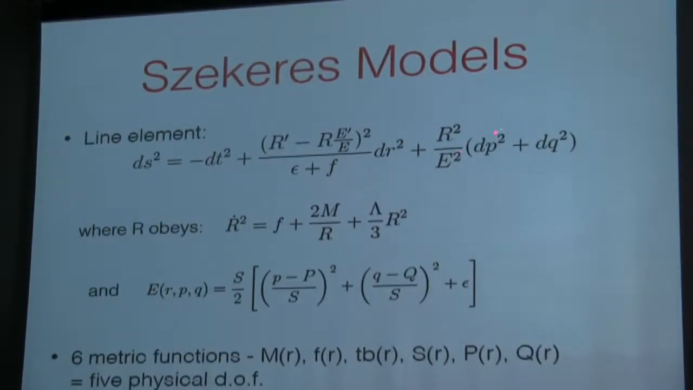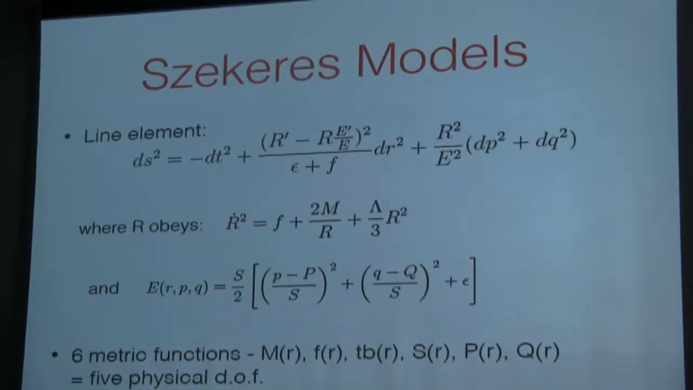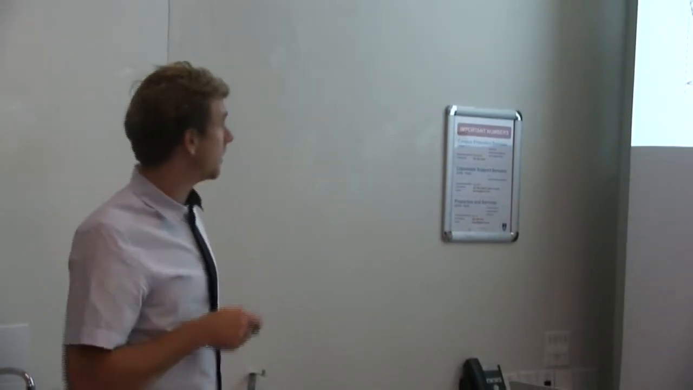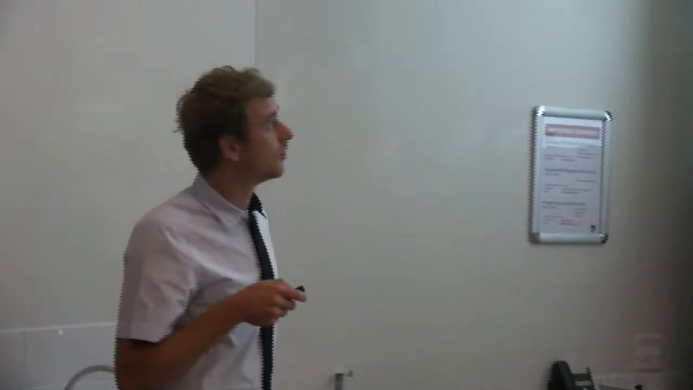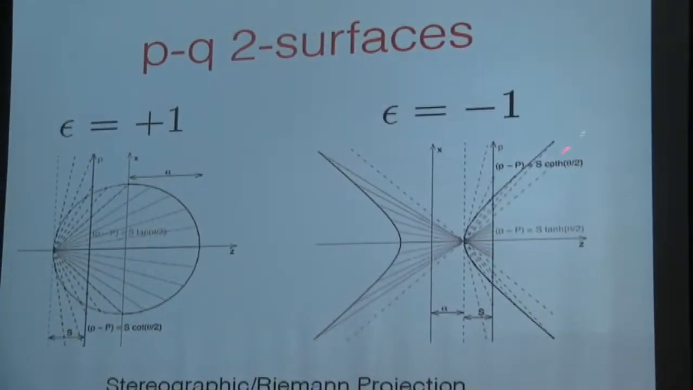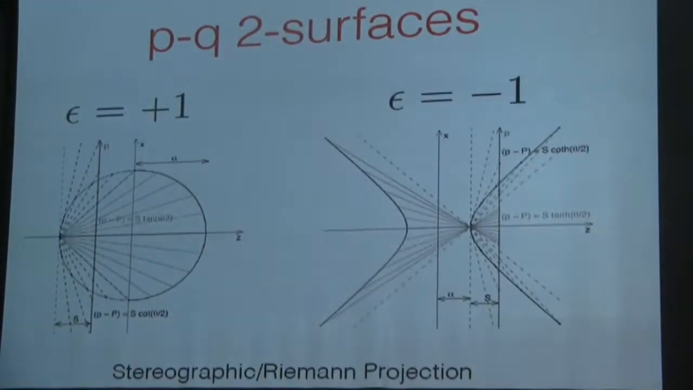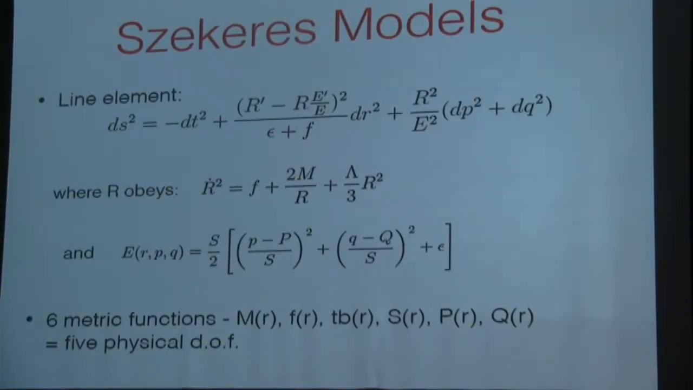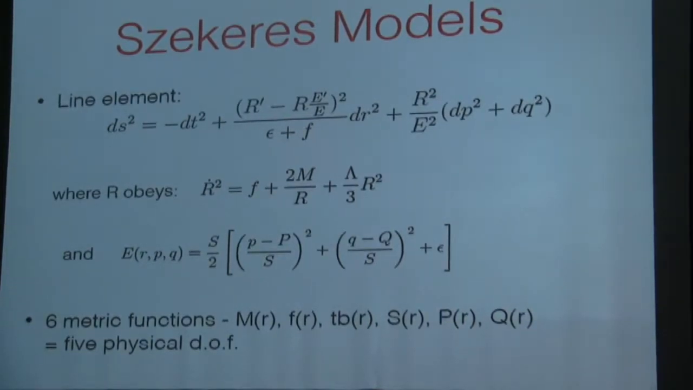And so we have four coordinates, T, R, P, and Q, and these P, Q surfaces are in fact not necessarily spherical as in LT models. Depending on the value of epsilon, you can foliate space-time with spheres, or if epsilon is -1, you can in fact foliate space-time with hyperboloids, which is kind of odd, and these models haven't been investigated all that much. So that's this epsilon. It controls the foliation shapes of the PQ surfaces.